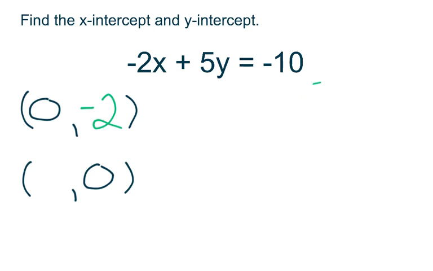But what if we wanted to solve for our x-intercept? Well, if we were trying to solve for x, let's put a 0 in for the y. 5 times 0 goes away. So now we have negative 2x. Divide by negative 2, divide by negative 2. Negative divided by negative is a positive. Our x-intercept would be 5.